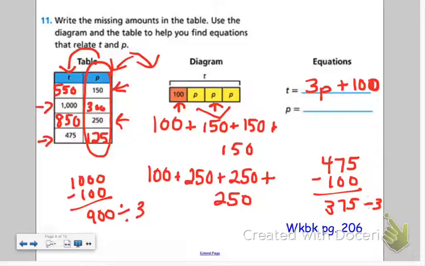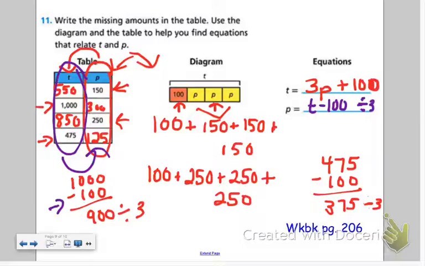And then for P, now I have to think about it the other way. What do I have to do to the T column to get the P column? In this case, if you notice, what I did was I started by subtracting 100. So I did T minus 100, and then I divided it by 3 to figure out each individual payment.